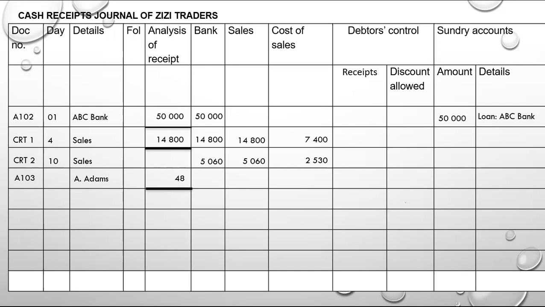Then it'll go to bank as 48, and then it'll go under debtors control, because A Adams was a debtor. It'll go under receipts. That's the money we received. No discount was given to this person. That's it. A Adams was a debtor, so we will record it under debtors control receipts. That's the money we received. Under receipts, you record the money you received.